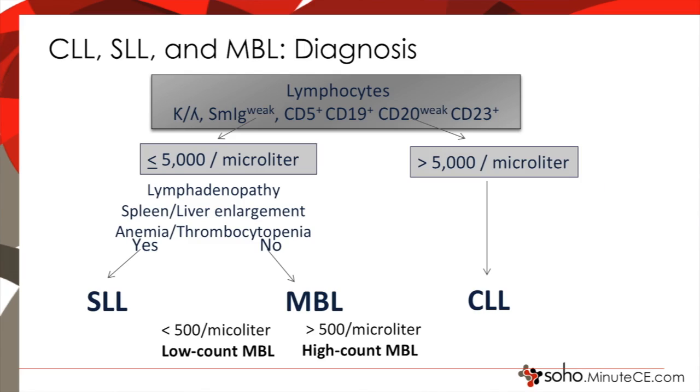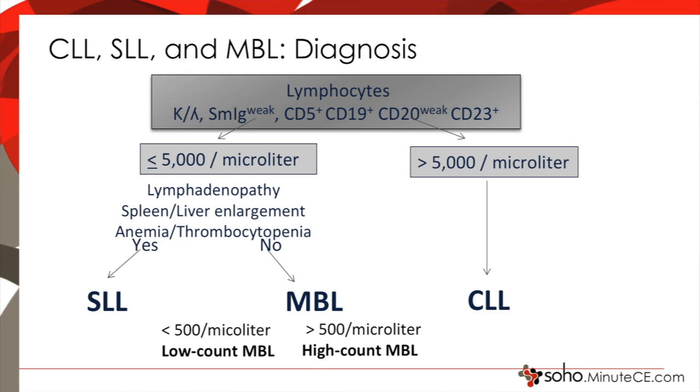In terms of diagnosis, the diagnosis is made on an arbitrary basis. We take more and less than 5,000 monoclonal B lymphocytes in blood. If the patient presents with more than 5,000 lymphocytes, then the diagnosis is CLL. In the case the lymphocyte count is under 5,000, there are two possibilities. Number one, either the patient presents with lymphadenopathy, spleen, liver enlargement, anemia, thrombocytopenia. If any of those is present, then the diagnosis is SLL, small lymphocytic lymphoma. If not, we call it monoclonal B-cell lymphocytosis.